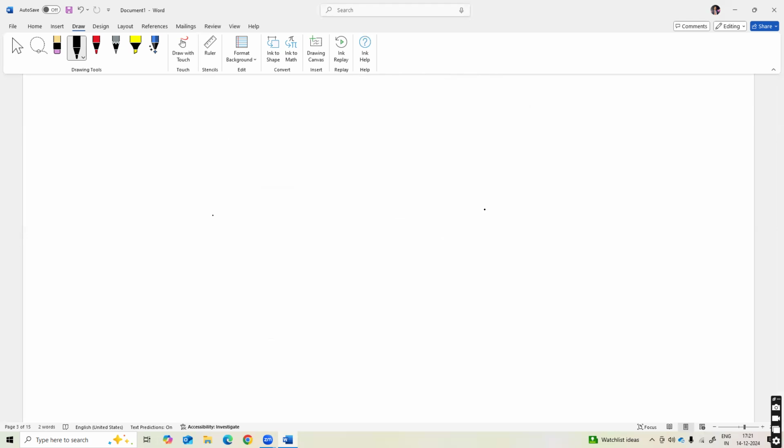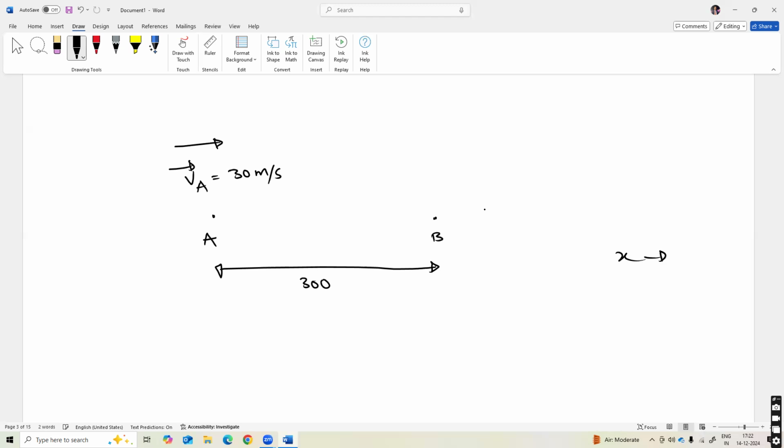So you have A and here is B. Again the distance, or the shortest distance, between A and B is 300 meters. And VA is 30 meters per second in the positive X direction, and now VB is 20 meters per second.